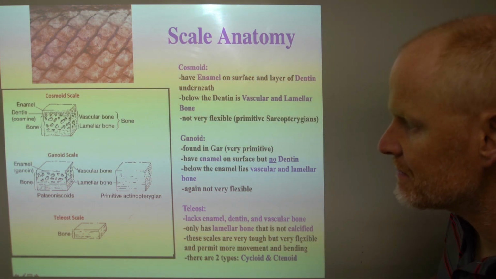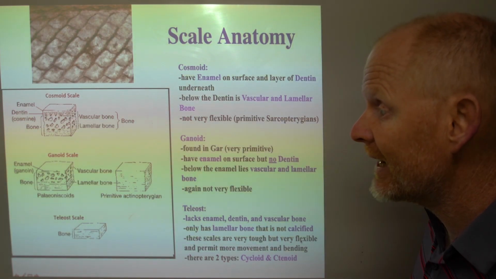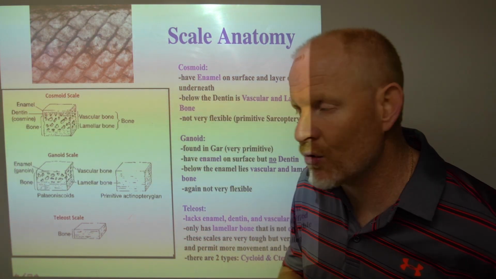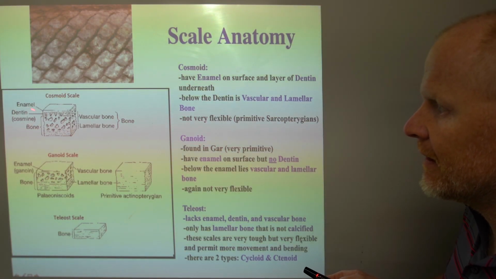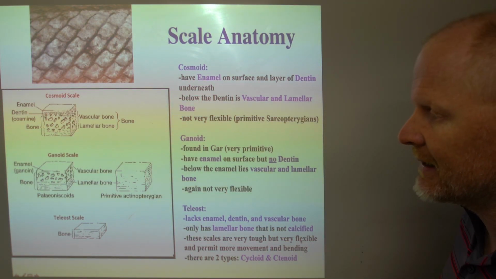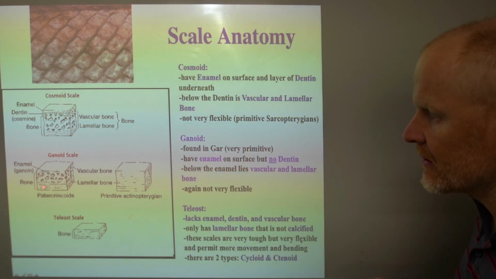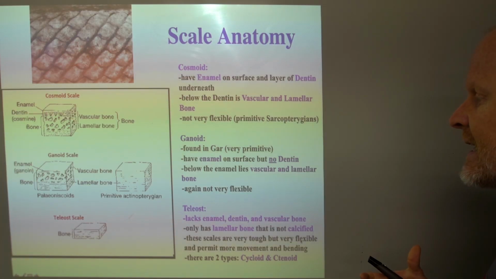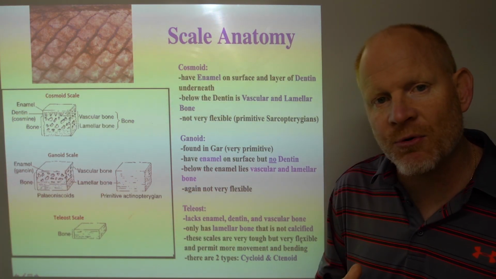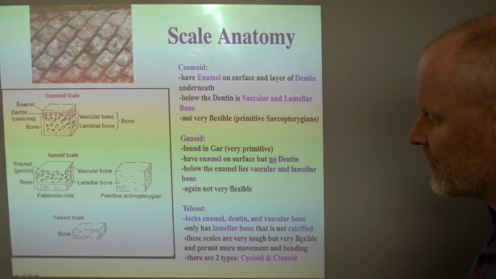The specialized enamel here is called ganoin, which is how the enamel is organized. In the cosmoid scale, the dentin is called cosmin, right? Which is where the cosmoid scale comes from. Ganoid scales lack that dentin and still have the enamel, and then the vascular bone underneath. Again, it's a thicker, non-flexible or not very flexible scale. Gar have very hard scales on their outside, very primitive.